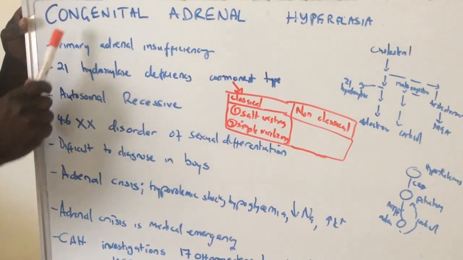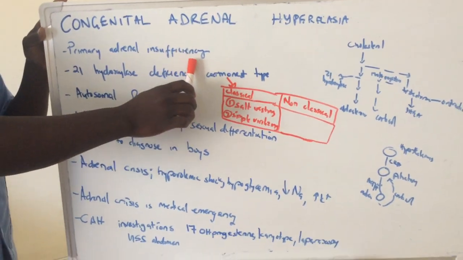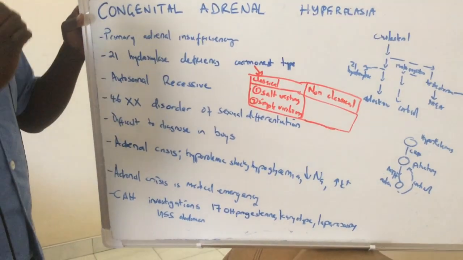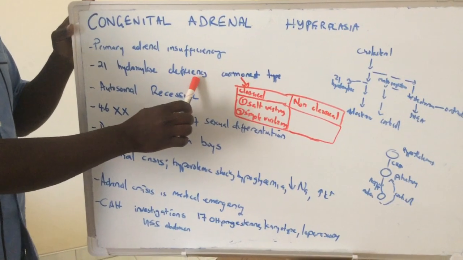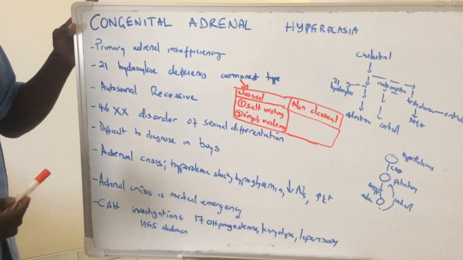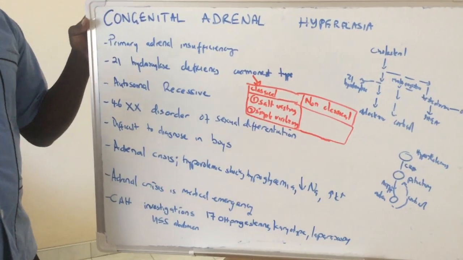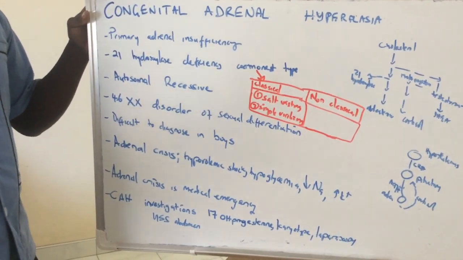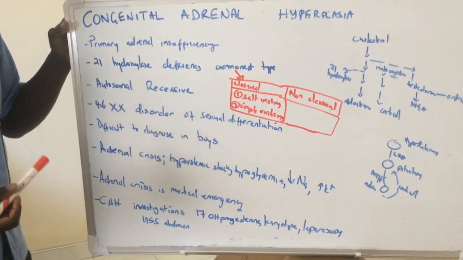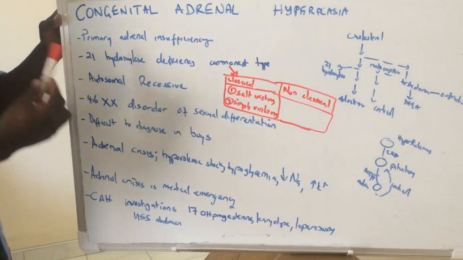In congenital adrenal hyperplasia, this is a disorder of primary adrenal insufficiency, and this primary adrenal insufficiency arises because of enzyme deficiencies. So the commonest cause is 21-hydroxylase deficiency, and this occurs in more than 90% of the cases. So when there is this deficiency, it means that the adrenal gland cannot function properly and it's failing to produce cortisol and aldosterone. So what happens is that cortisol should be giving negative feedback to the pituitary gland and the hypothalamus, but in this case, because it's deficient, there will be no negative feedback.